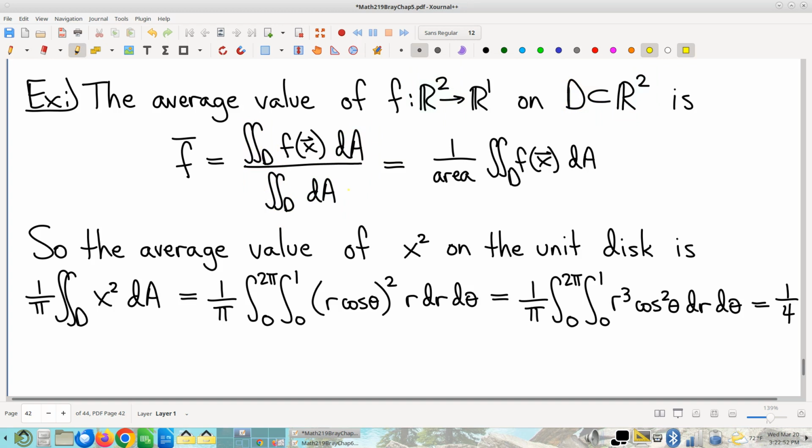So a lot of it is very analogous and just adapted appropriately to the context. So for example, if you want to compute the average value of x squared on the unit disk, then area, being as we're talking about the unit disk, area is just pi, right? That's an easy one. And then we have this double integral to be computed over that unit disk, where x squared is our integrand, and we have a double integral to compute.